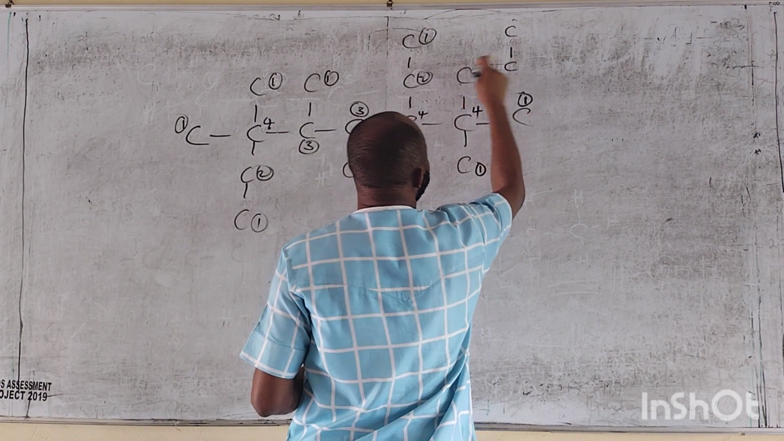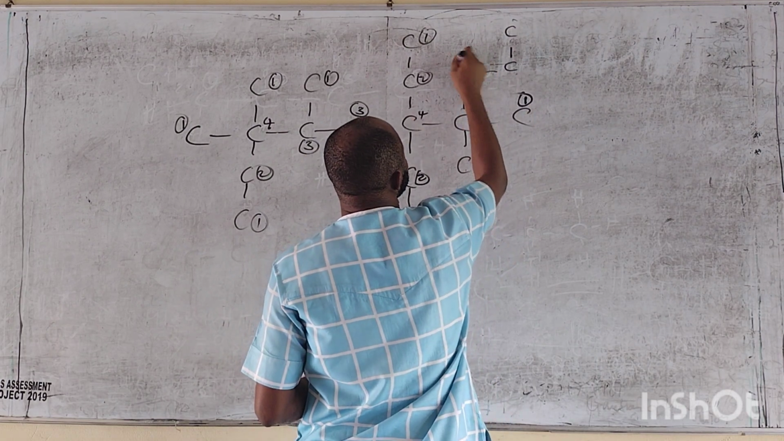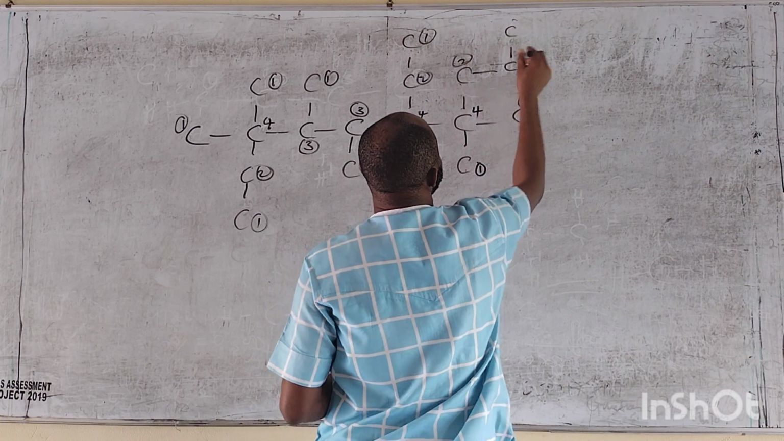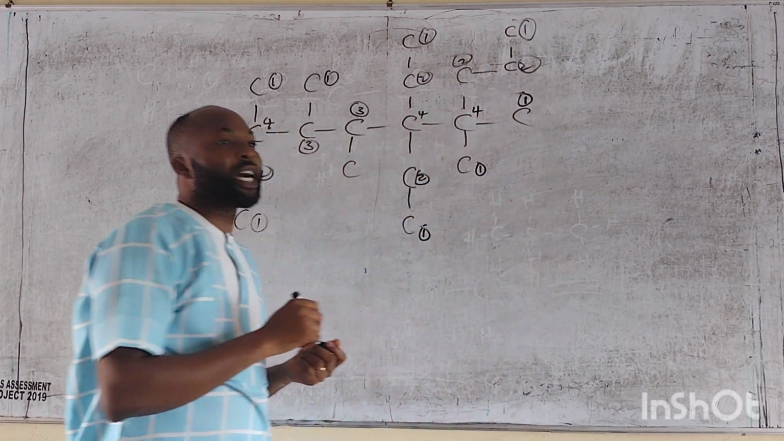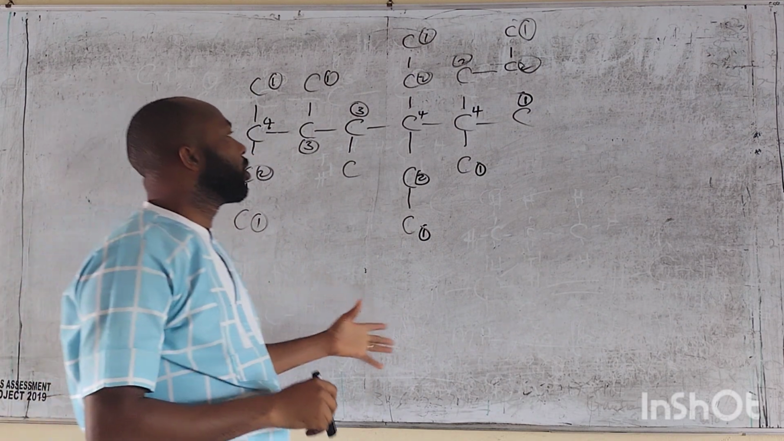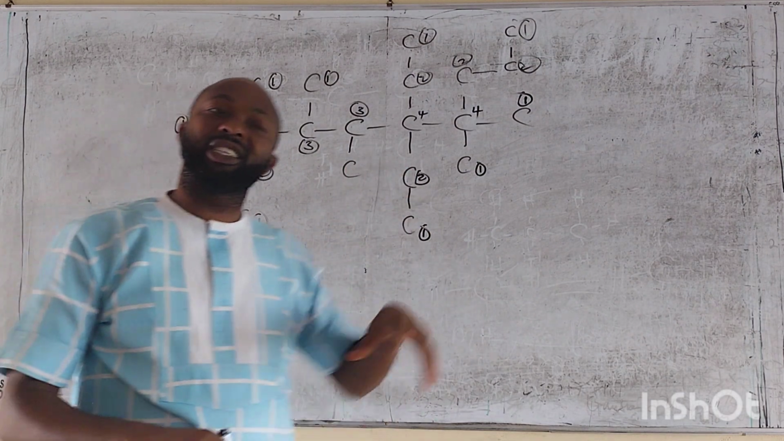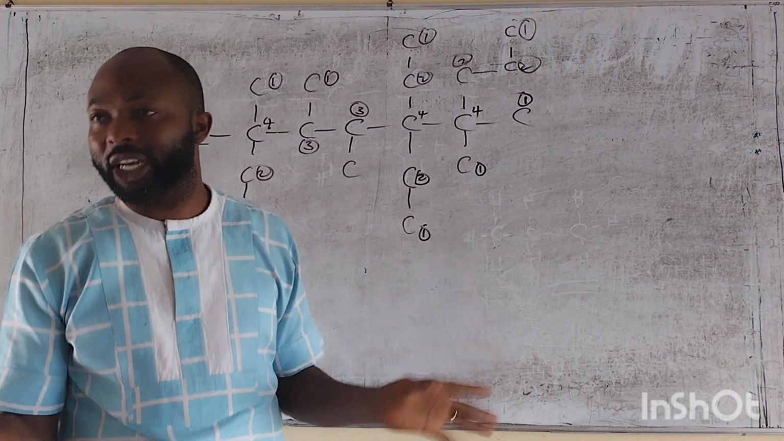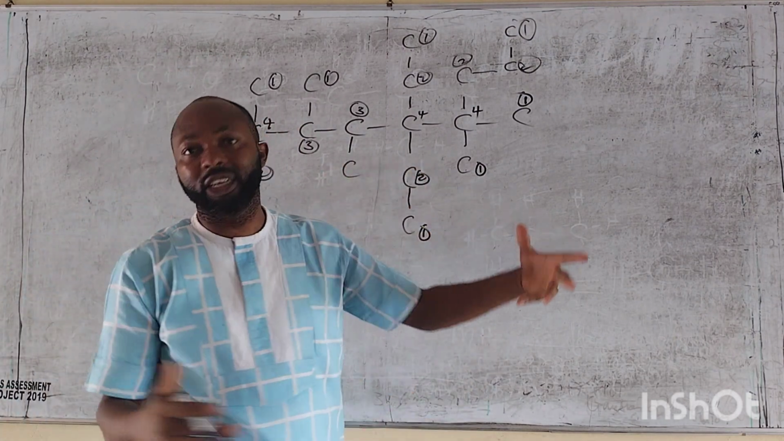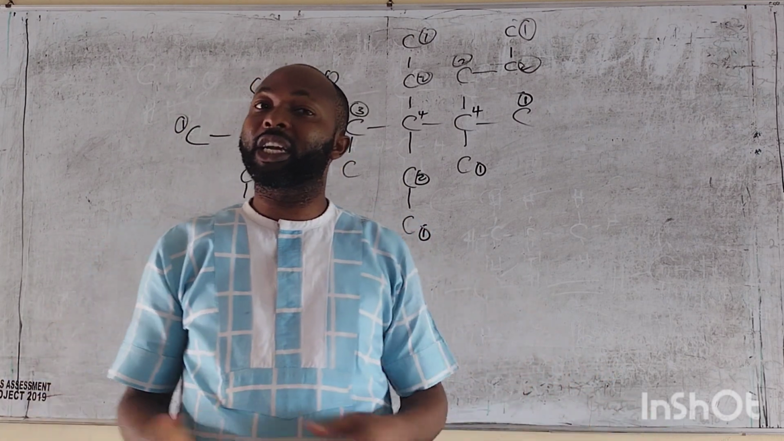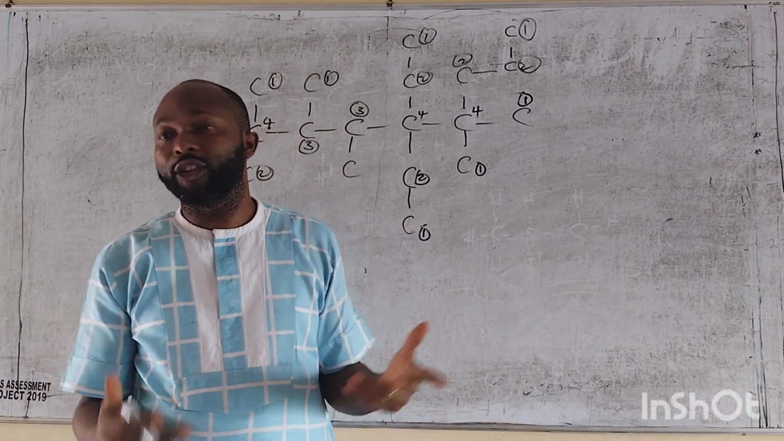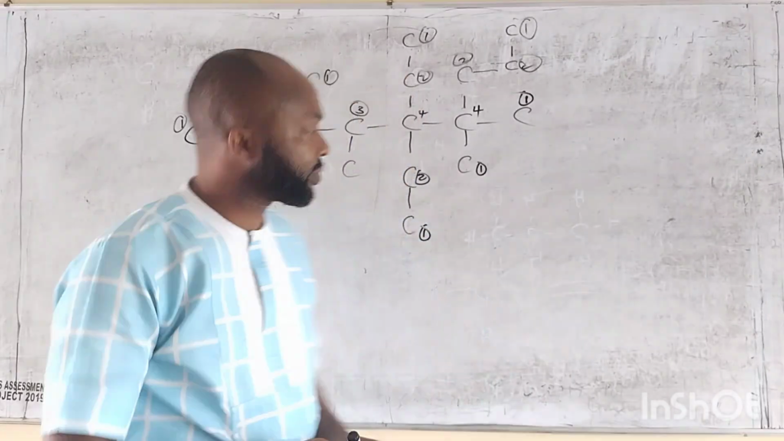This one is bonded to 1, 1. So I give him 2. This is 1, 1, 2. This is just 1, 1. So by virtue of this, you can easily look and know the carbon that is primary, that is secondary, that is tertiary, that is quaternary, based on the bond linking. Is it bonded to 2 carbon, secondary, or 3, tertiary, or 4, quaternary, and so on and so forth.